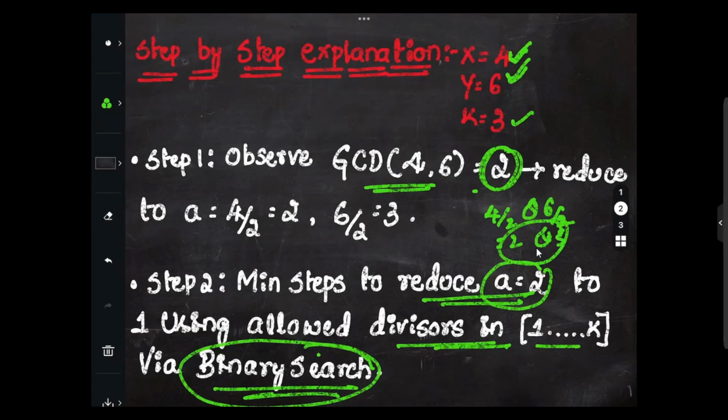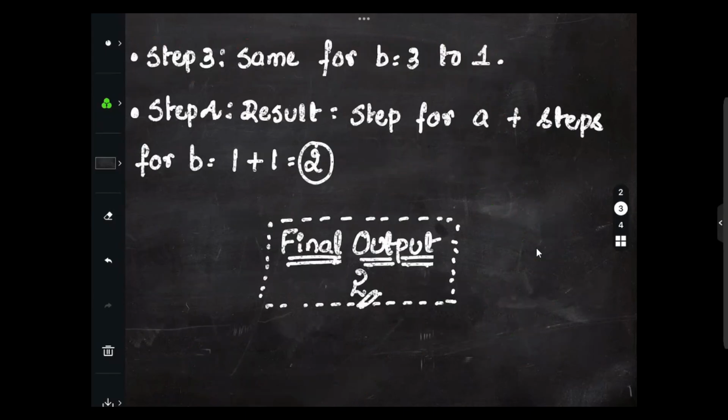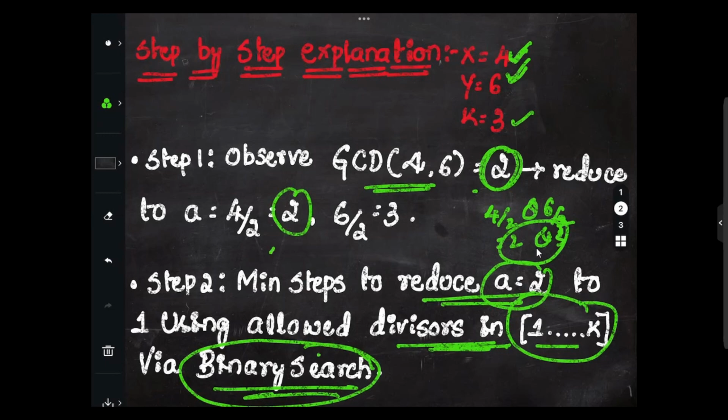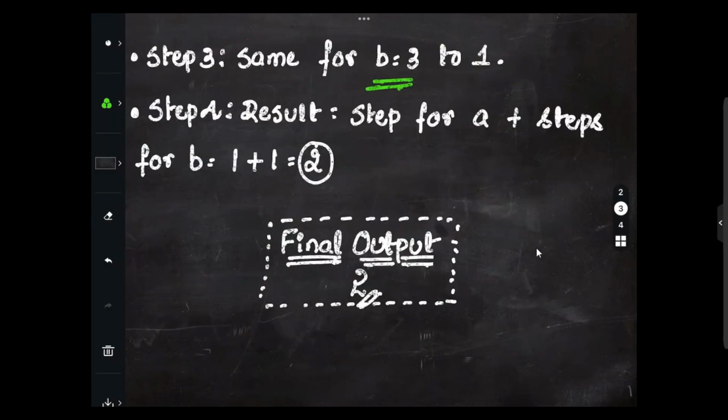So, minimum steps to reduce a equals 2 to 1 using the allowed divisors in 1 to k via binary search. For the first example, it is quite easy actually. The same goes with b equals 3 to 1 as well. So we consider a equals 2 and b equals 3, right? We need to reduce a equals 2 to 1 using the allowed divisors from 1 to k via binary search.